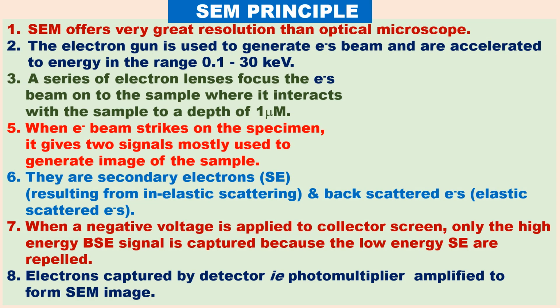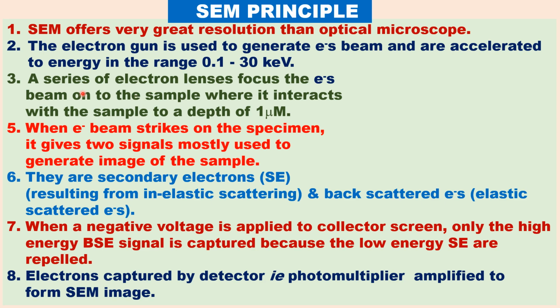Now let us discuss the principle of SEM. SEM gives very high resolution compared to an optical microscope. An electron gun is used instead of visible light, and the electrons are accelerated to energy in the range 0.1 to 30 kilo electron volt. The energy of the electron beam should be in this range.